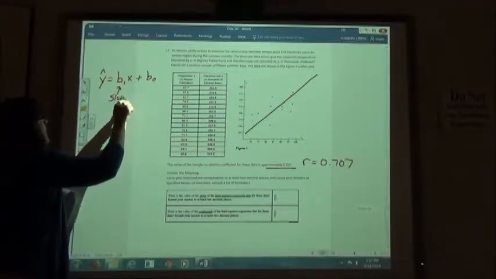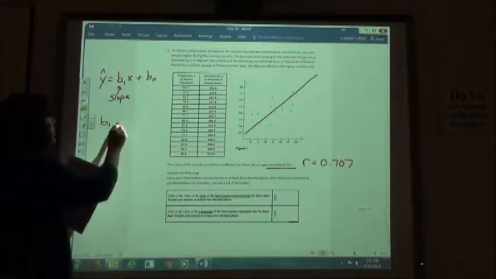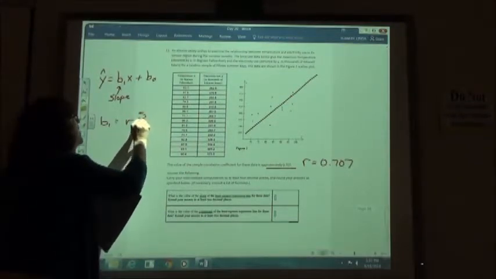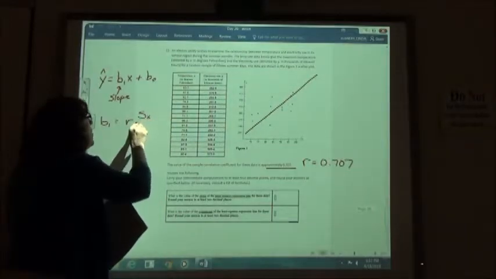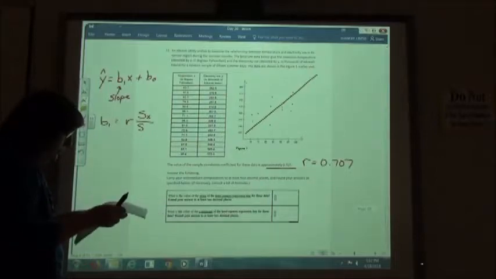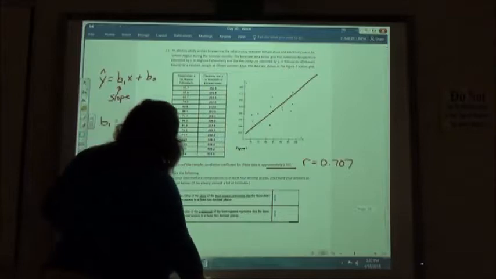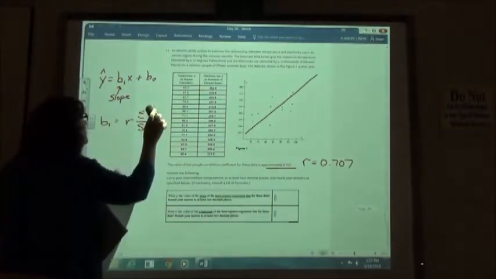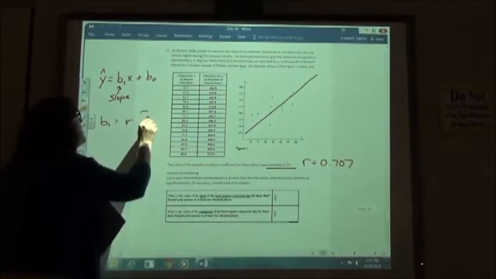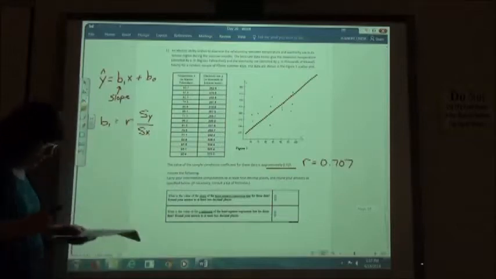So the formula to find that value for b sub 1 is to do R times the standard deviation of your Y column over your standard deviation of your X column. Standard deviation of your Y column is on top.